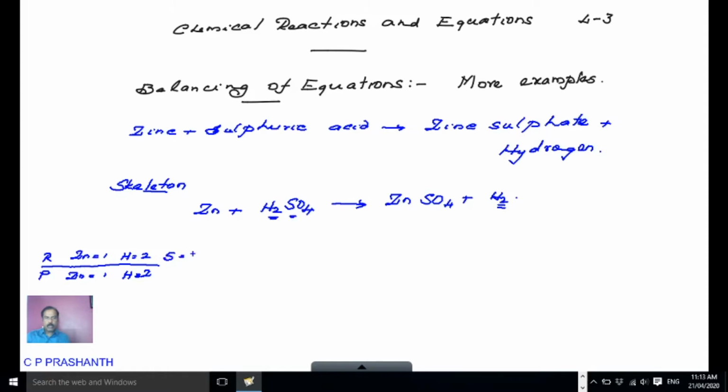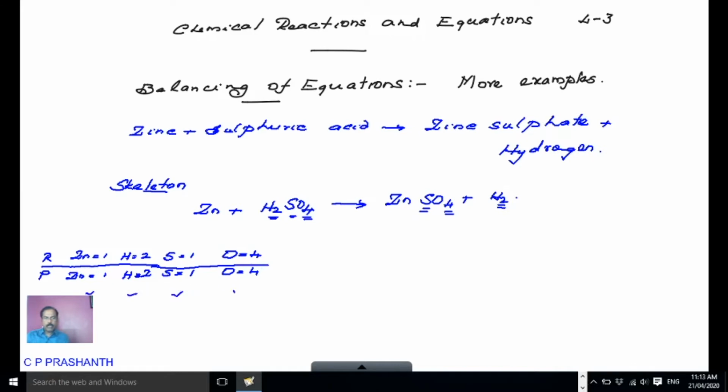Now you can see number of sulfur atoms on the left hand side is 1. On the right hand side also sulfur atoms is 1. Now you can see the number of oxygen atoms. On the left hand side it is 4. And on the right hand side also it is 4. Now you can see this reaction is already balanced. So we don't have to do anything.